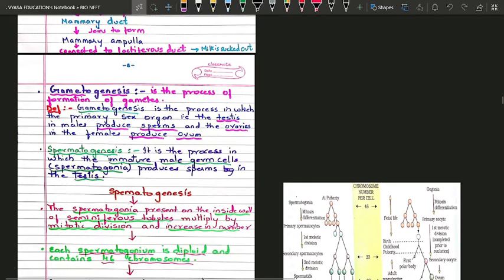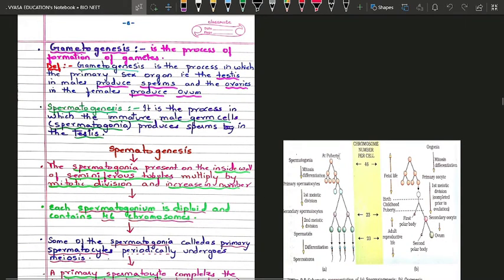Gametogenesis. What is gametogenesis? Gametogenesis is important for boards. This figure, this part is for gametogenesis. This part is for oogenesis. We'll see oogenesis later. First we'll finish gametogenesis. What is gametogenesis? It may be asked for 1 mark also. It is a process of formation of gametes. Genesis itself means generation, formation.